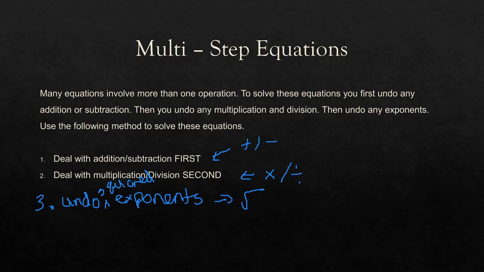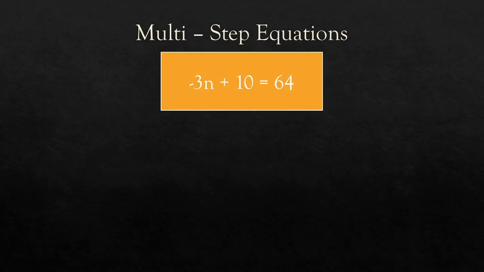So let's look at the first example. In this example, I have -3n plus 10 equals 64. First step, we're going to get rid of this plus 10, right? Our goal is to get n by itself. If it's easier for you, we can write an x in for n, but we're going to try to get used to using different letters at this level. So we're going to try to solve for n. Our goal is to get n equals something, so it's by itself.